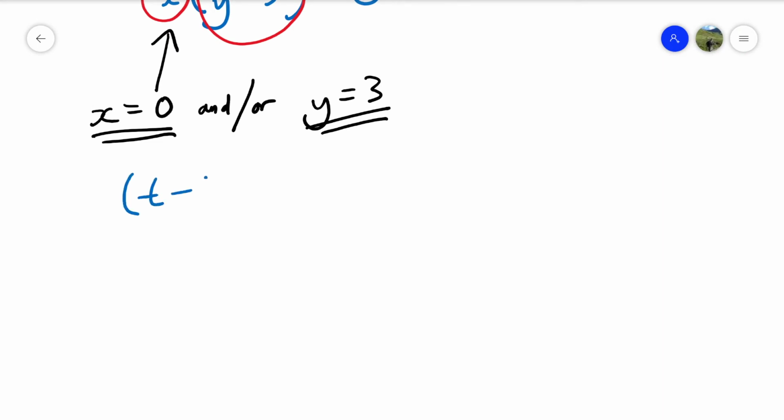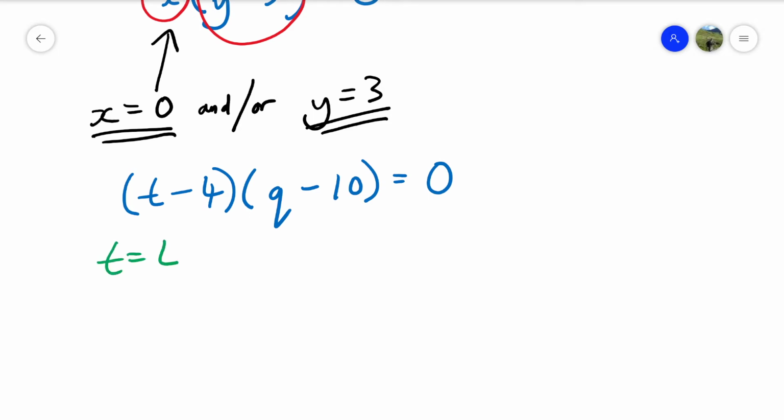Final one in this little run of questions, which are all related, just to really get our head around this concept. Okay, what are the options here? Well, one of the 2 things needs to be 0. So t equals 4 would make the first bracket 0, because 4 minus 4 is 0. And or, we're saying and or because there's 2 different variables, Q could be 10.